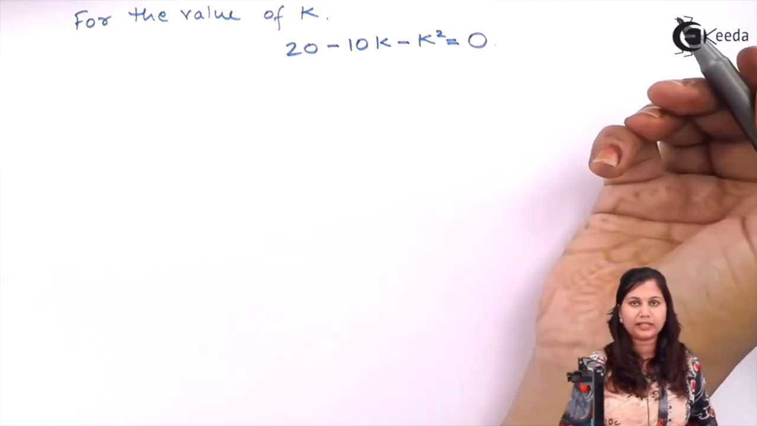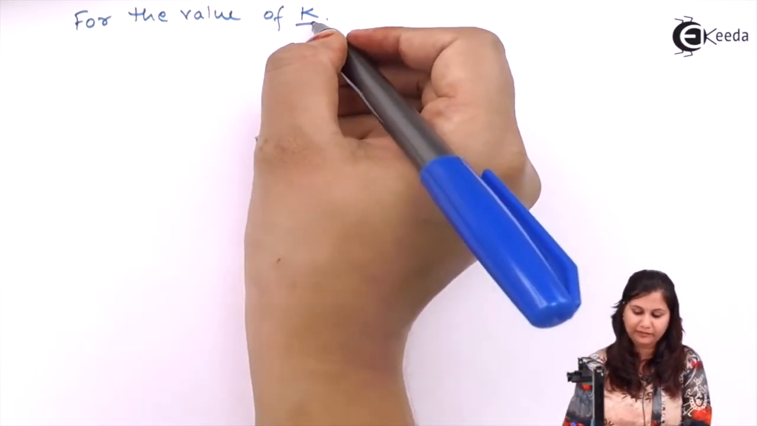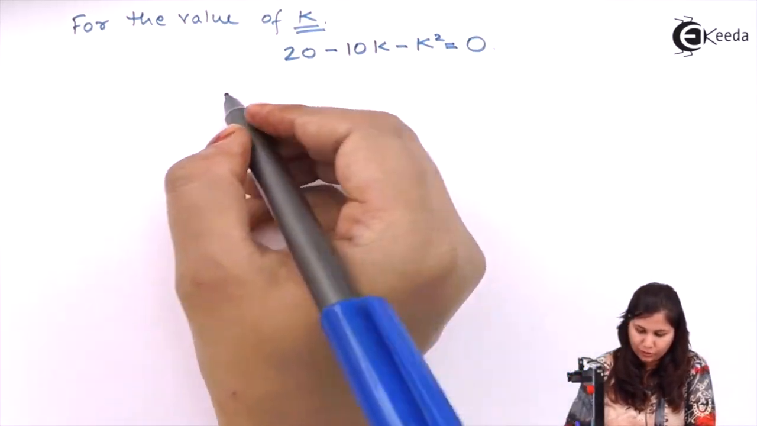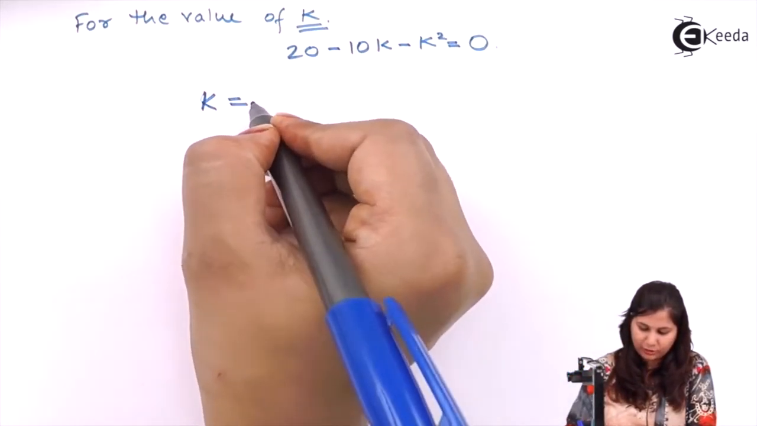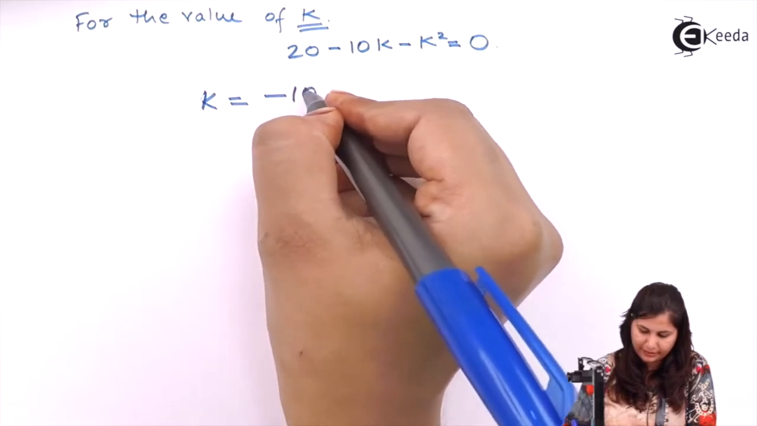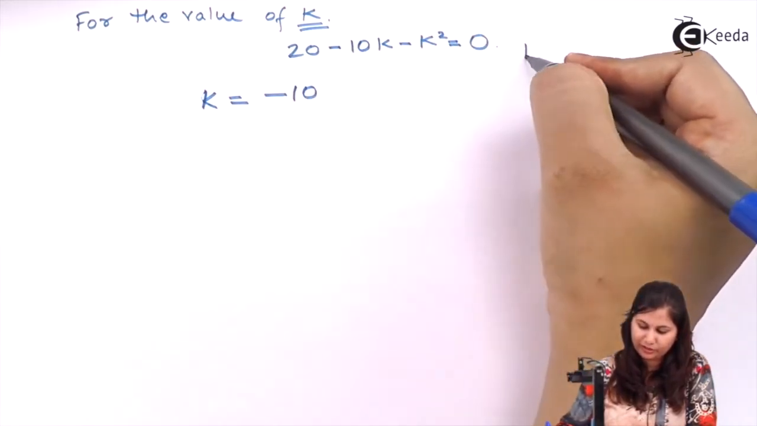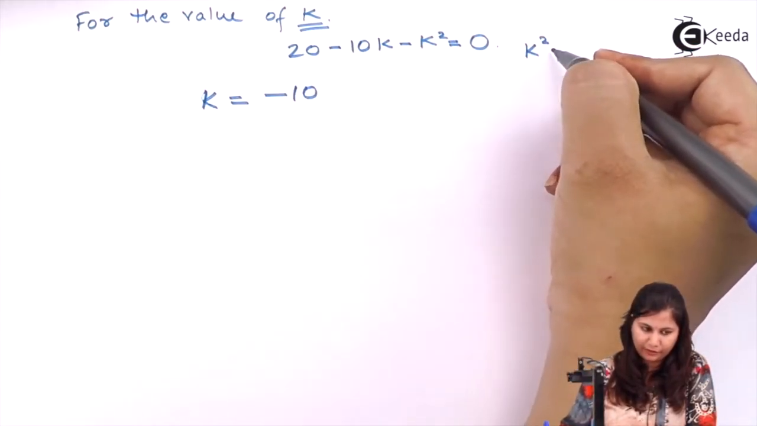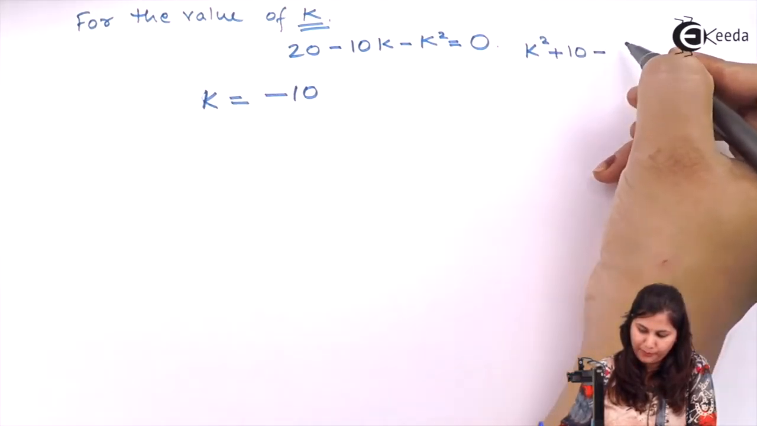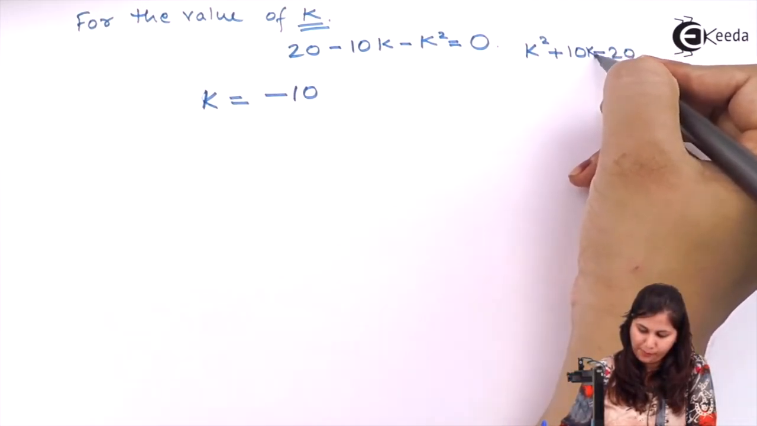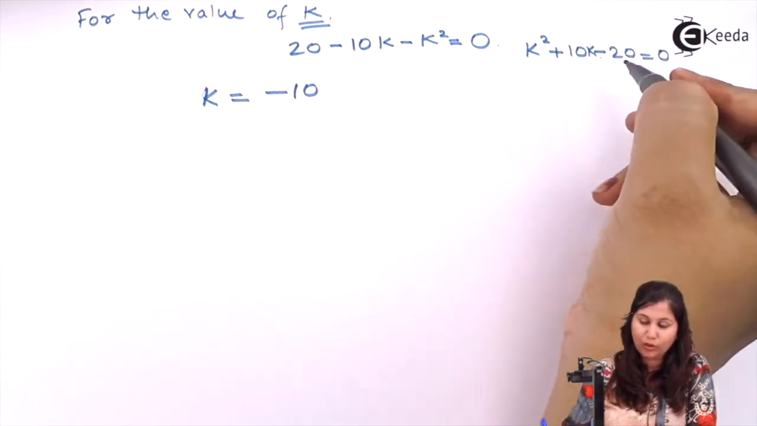Greater than 0, we can equate this to 0 to obtain the value of k. So k is equal to minus 10, because it is a quadratic equation. You can have your value. This is a quadratic equation.